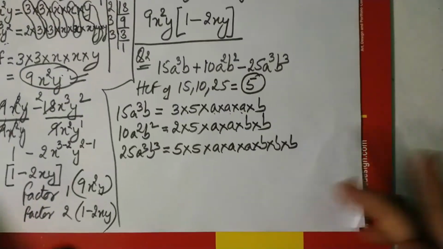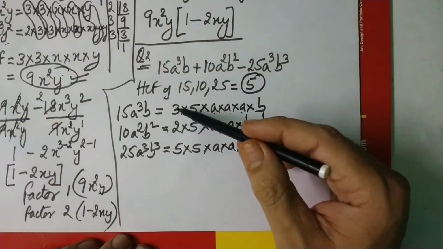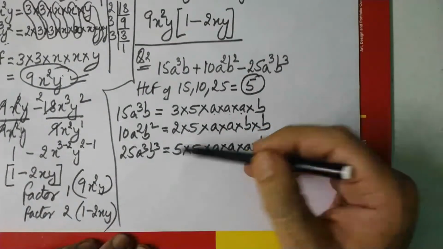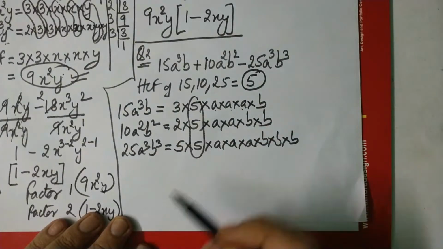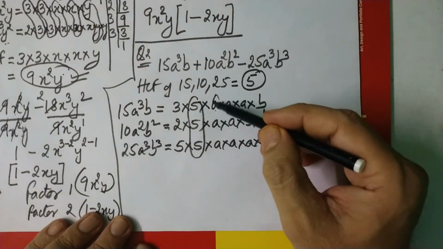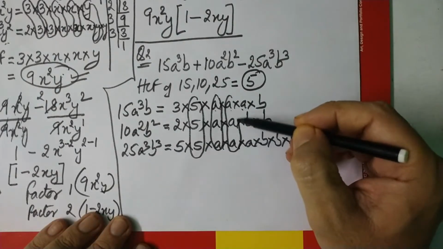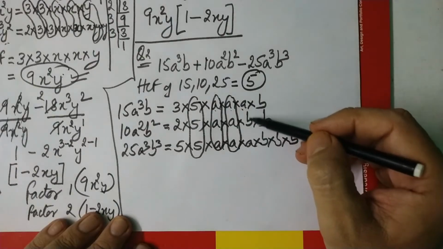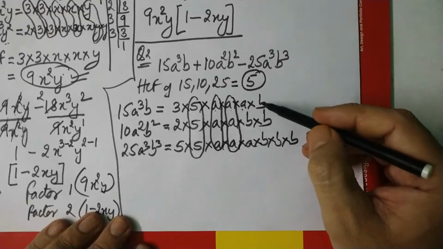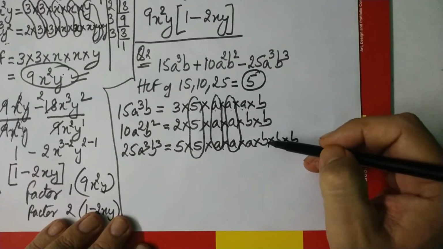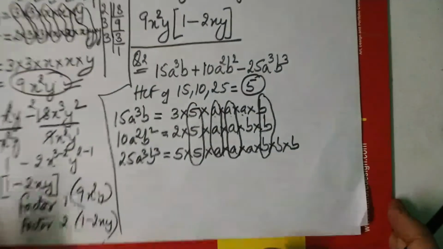Now, what is common? Like you do HCF. In all three terms, neither 3 is common, nor 2 is common, but only this 5 is common. Then a, you can see a is common here also. So a is common. This a is also common. Then a, b, b, a. So a is not common now, but b is common. b is here, b is here, and b is here. So what has been taken common?